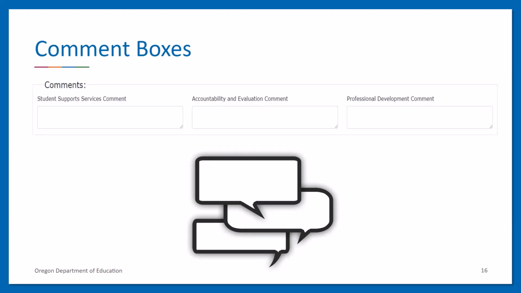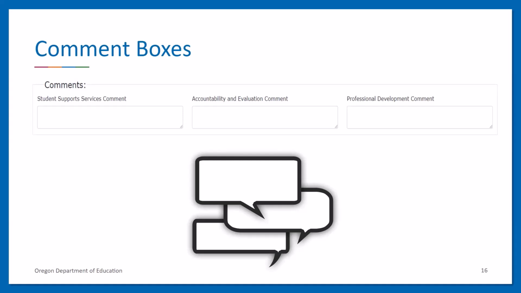In the student support service box, you should provide information about the supports available to assist students in progressing through a CTE program of study. In the accountability and evaluation comment box, an explanation describing how each of the elements listed in the application guide will be addressed. And in the professional development comment box, there should be 2 long-term professional development goals covering the 4-year renewal cycle.